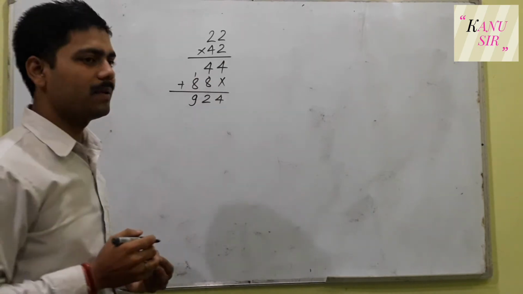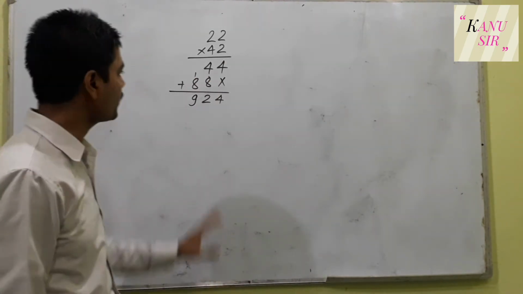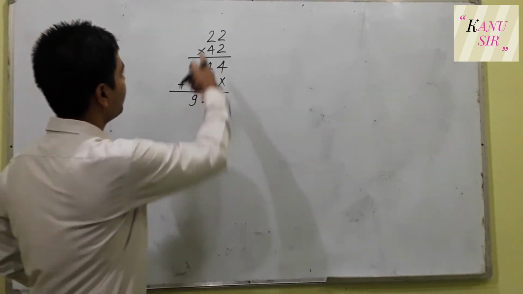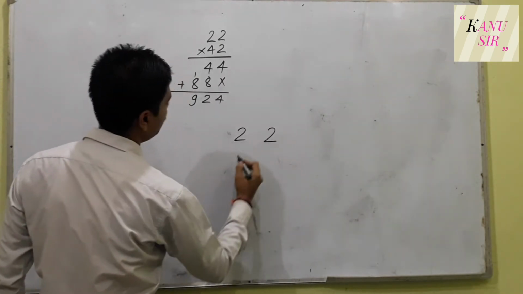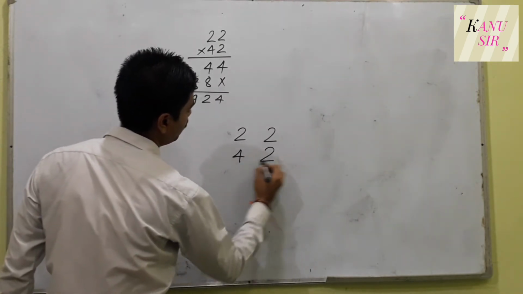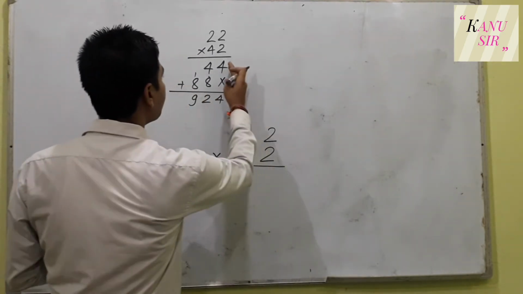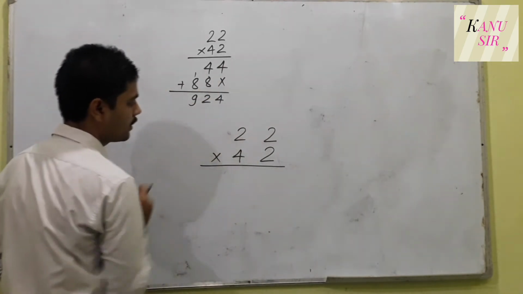So this is a basic method, normal method. Then what is the new thing I have explained here? Nothing. There is nothing explained new. Now I am going to explain new. The same thing, the same multiplication. 22 times 42. And here we multiply from the right. Now here we will multiply from left.